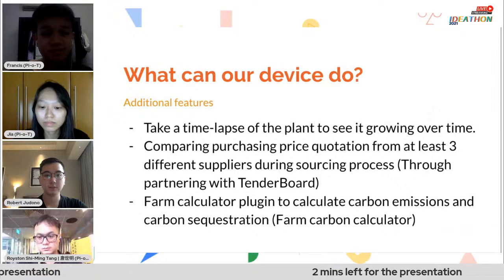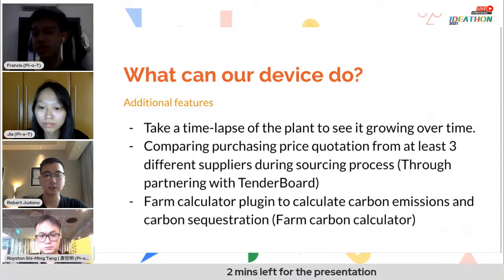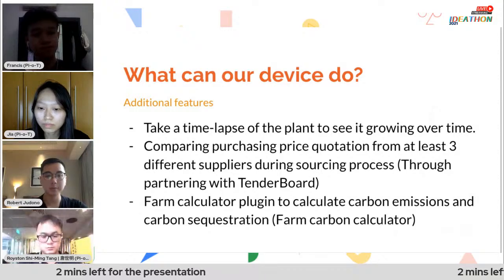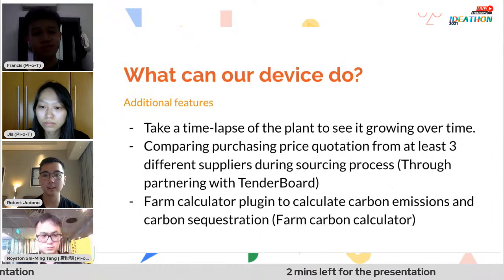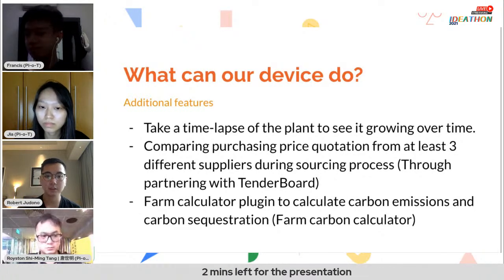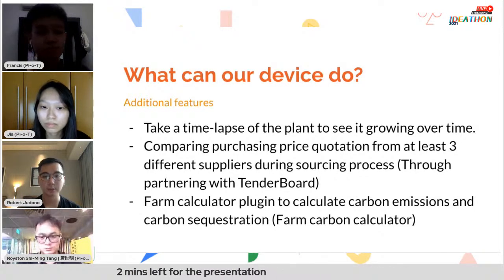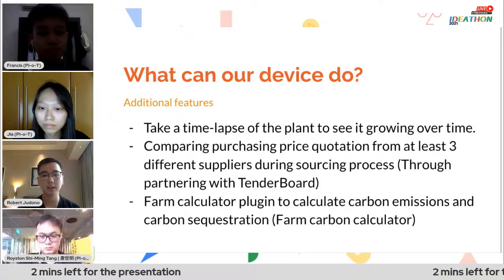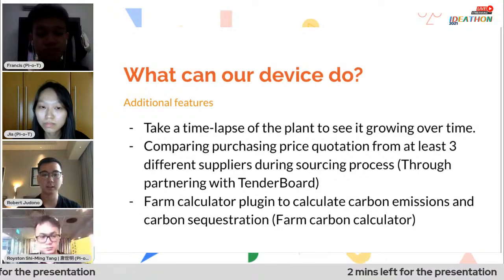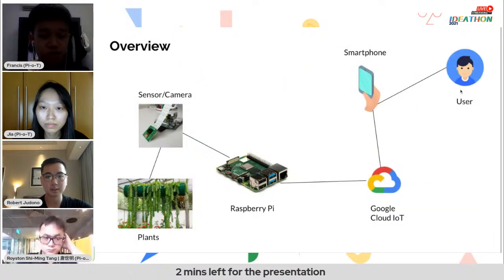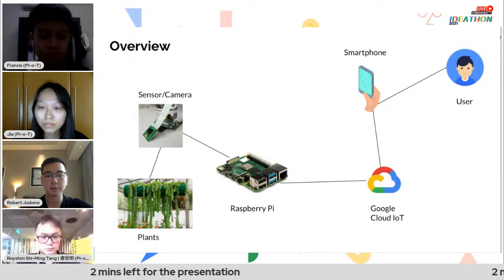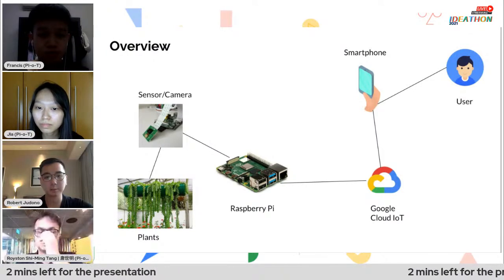For the additional features, it takes a time lapse for the plant to see it grow over time, and compares purchase price quotations from at least 3 different suppliers. And also it has a calculator plugin to see the carbon emissions and carbon sequestrations. Next slide.